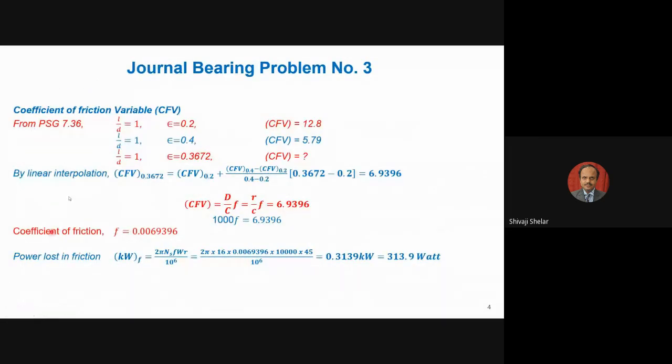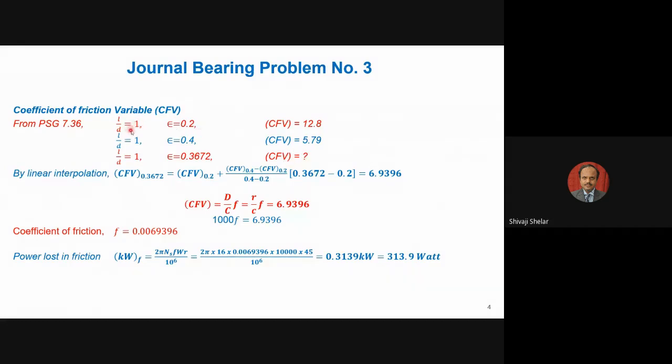Okay, so we are now calculating the coefficient of friction variable. Again, we will use the PSG data book 7.36. L by D ratio is equal to 1. Since you know the values of eccentricity ratio, that we have 0.2, 0.4, and we require the value for the eccentricity ratio of 0.3672. So what is our CFE value, the coefficient of friction variable?